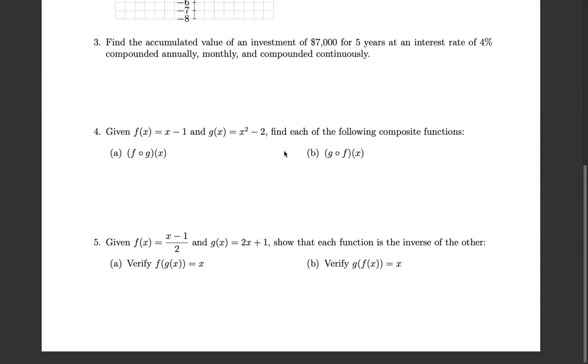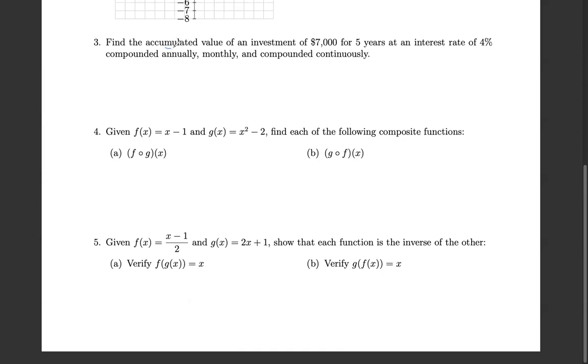Let's see, 4, 3, not 4. So 3 is about the exponential growth model, the real-life application for the exponential growth function. So usually institutions or banks offer an interest rate for our deposit, right? So let's see question 3.